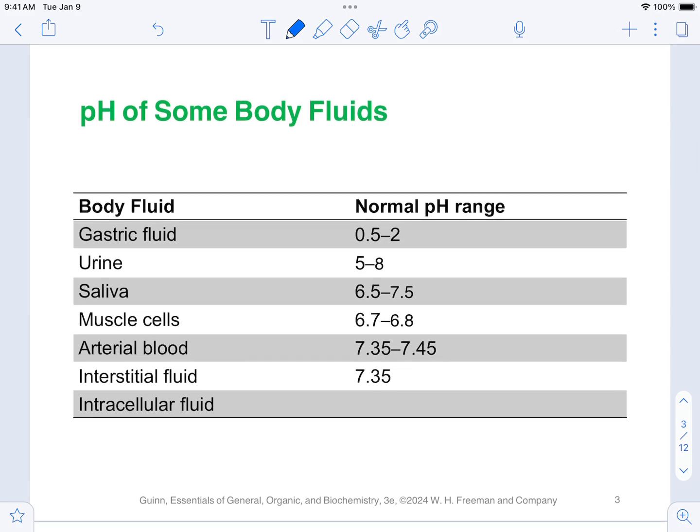Here are just some examples of body fluids and their normal pH ranges. You can see some have a wider range, like your urine is anywhere from 5 to 8, so it can be acidic or it can be slightly basic. And then some have a tighter range, like your blood. The range here is only 0.1.